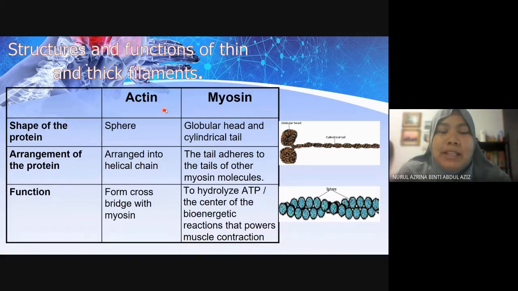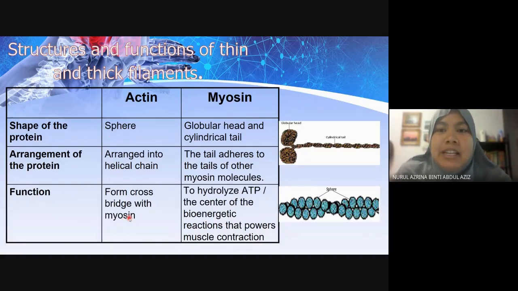And remember, what is the shape of actin just now? It is sphere shape. Okay, ni bentuk ni, sphere shape. Whereby for myosin, it is having a shape of globular head and also cylindrical tail. Right? Okay. So yang lain nanti you baca, yang bawah ni je dia nak touch. What is the function of the actin subunit? Right?